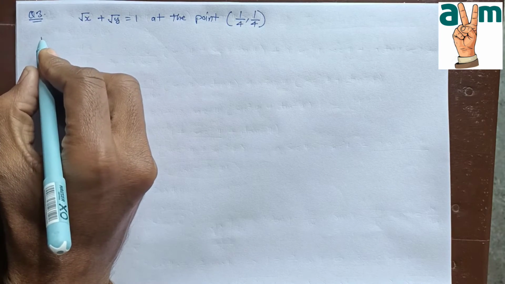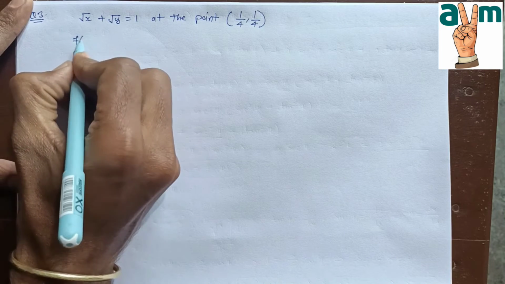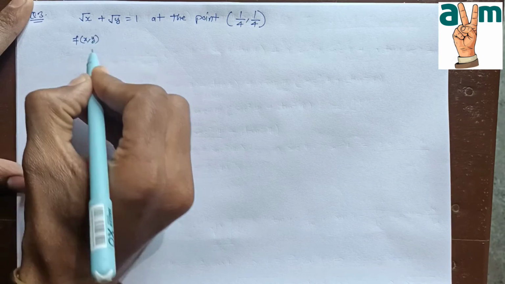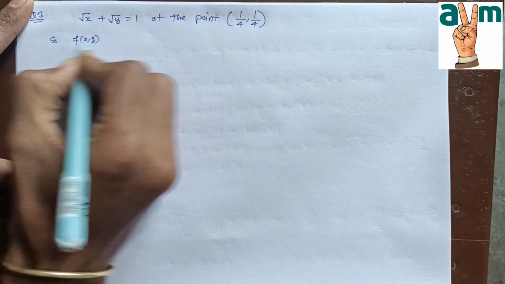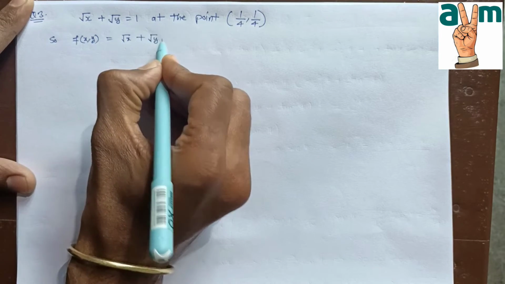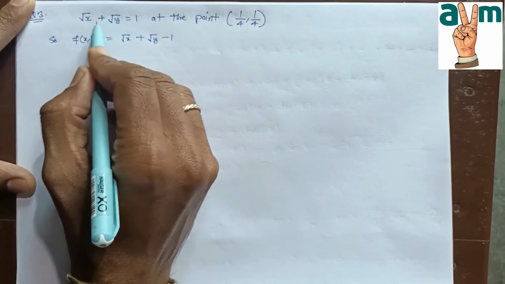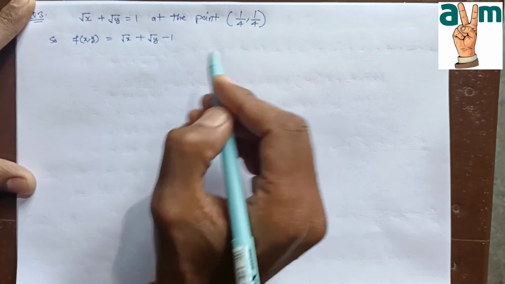And this is question number 3, and the function is given in the form of f(x, y). f(x, y) is equal to root x plus root y minus 1. We have to find the radius of curvature of this function at the point (1/4, 1/4).